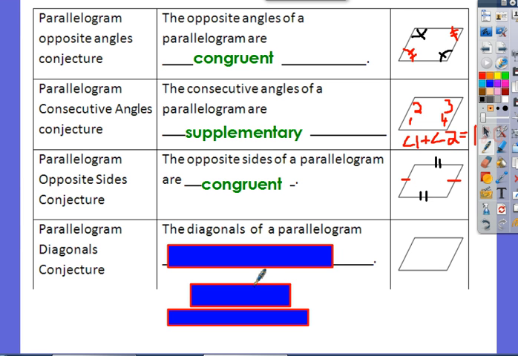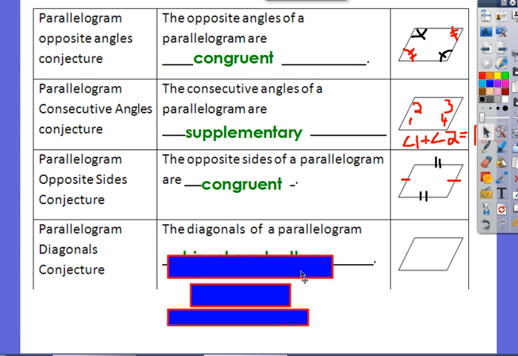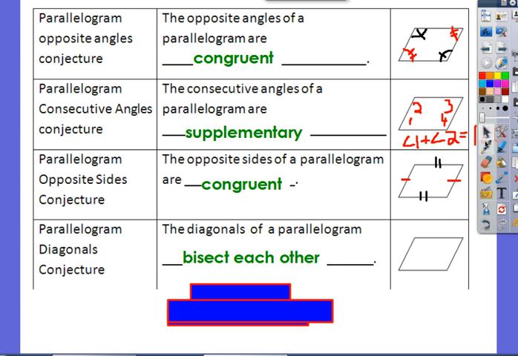And the final one is the parallelogram diagonals conjecture. The diagonals of a parallelogram bisect each other. So let's see this perfectly straight diagonal. These bisect each other. That means that this part of the diagonal and that part of the diagonal are congruent, and this part and that part are congruent. But it does not necessarily mean that the red and the blue marks are congruent to each other. These are big things to know, and we go over this every single day. So have your notes out when we do this activity.